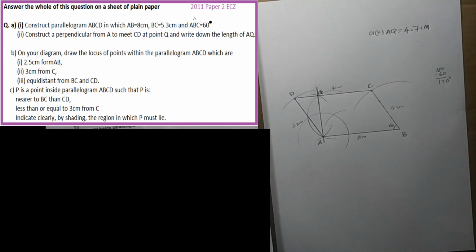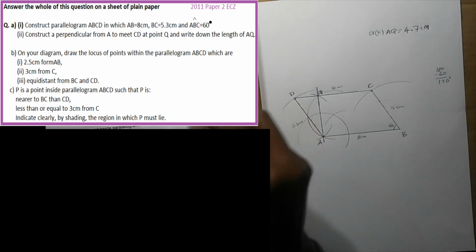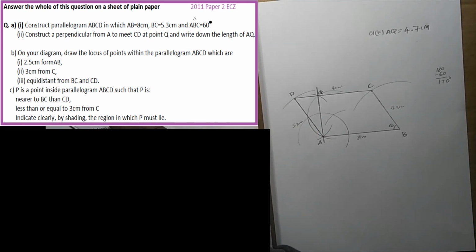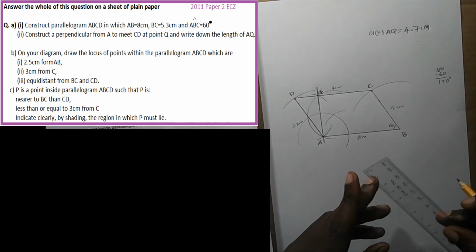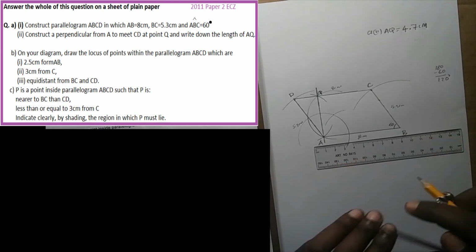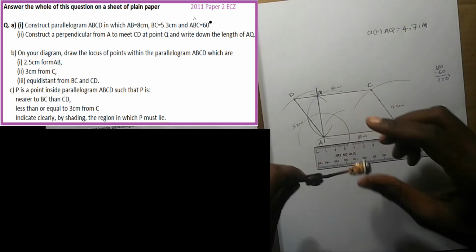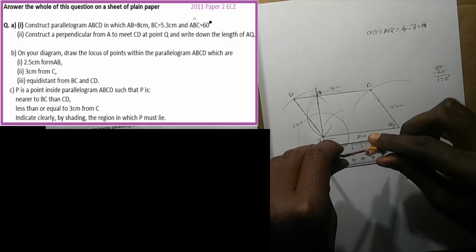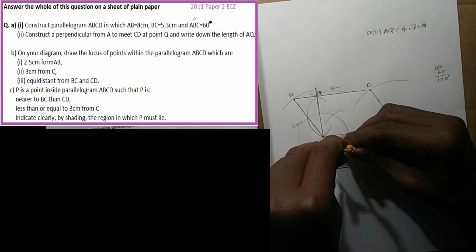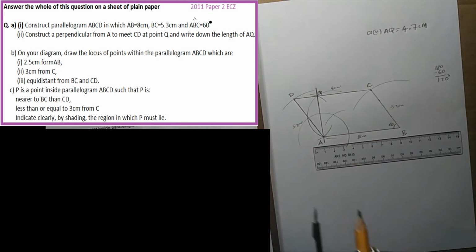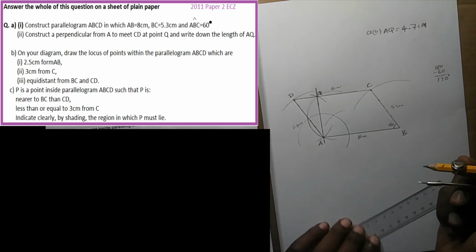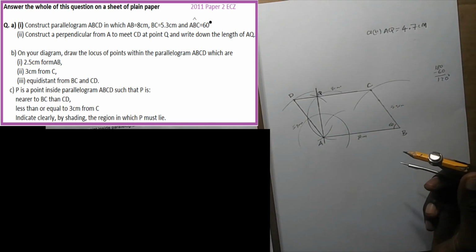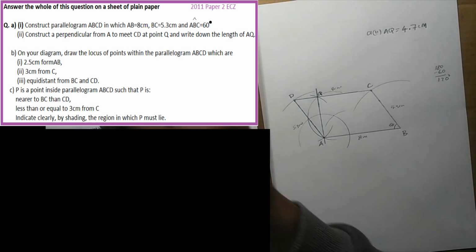Then part B of the question says, on your diagram, draw the locus of points within the parallelogram ABCD which are 2.5 centimeters from AB. So you come again with your ruler, make a radius of 2.5. So place at 0 there, and then open all the way up to 2.5 here. So this is 2.5. It says 2.5 centimeters from AB.